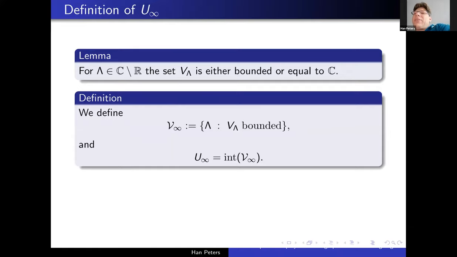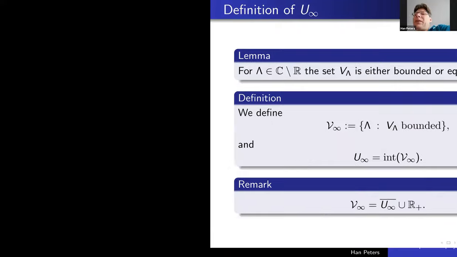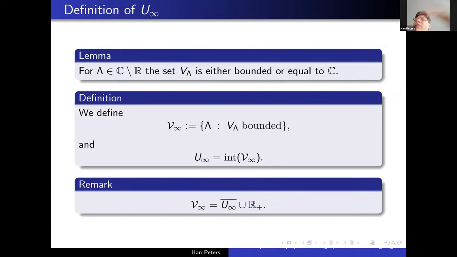It's not exactly the set we want to look at. We want to look at the interior of this set. So V infinity is a closed set, we can show. And U infinity, we take the interior, and V infinity is not the closure of U infinity. You also have the positive real line lying in V infinity, but really we're interested in the interior. So this positive real line, well, after e, it's no longer contained in the interior.